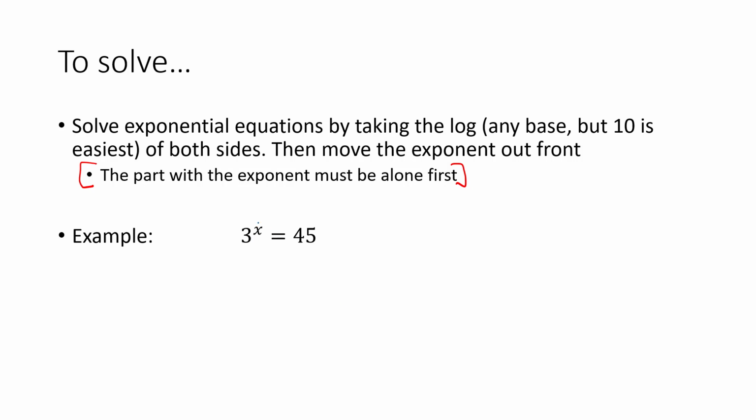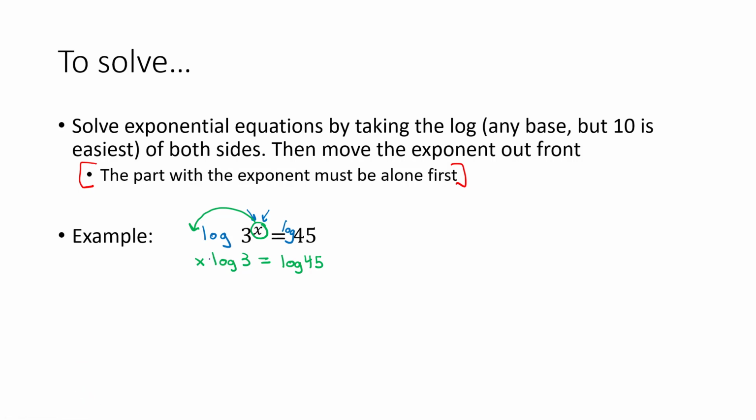What this means is if we've got the exponent being a variable, or the variable located in an exponent, all I have to do is take the log of both sides of the equation. Because when I take the log of both sides of the equation, we know that an exponent inside the log can move out front. So this becomes x times the log of 3 equals the log of 45.